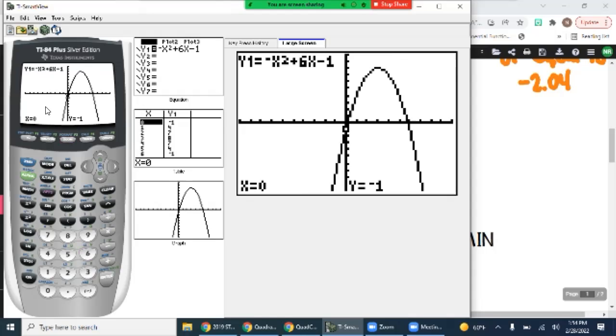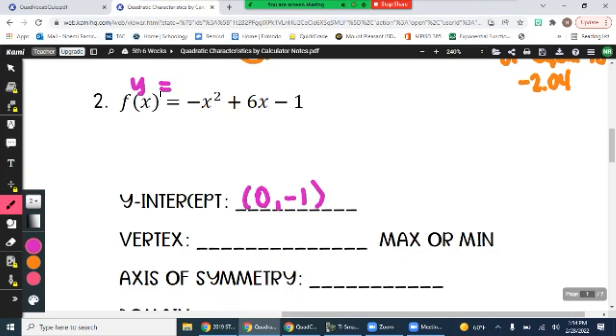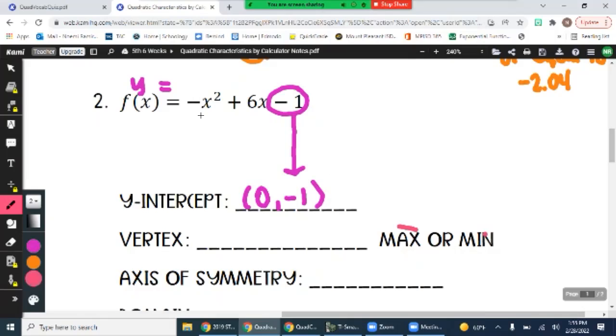Trace. And the first thing that's going to pop up is the y-intercept. Let's write it down: 0, -1. And notice how this -1 corresponds with my equation as well. Okay. Now, just before I forget, is this a maximum or minimum? Maximum. So I'm going to go ahead and circle it, because once I'm in second trace, that can be a little bit confusing. Maximum.